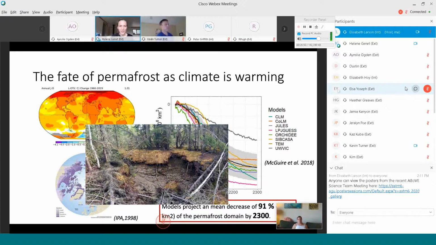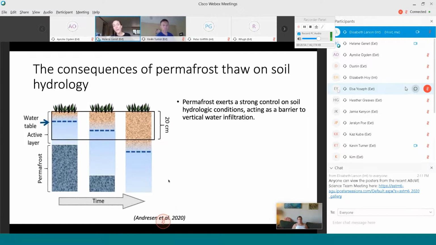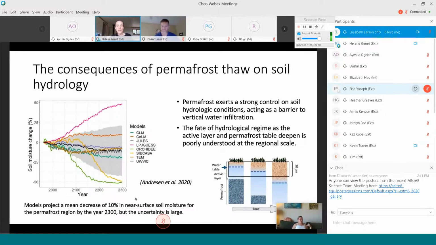Okay, soil moisture. As permafrost thaws vertically, it will very likely affect the hydrological regime, because permafrost exerts a strong control on soil hydrologic conditions, acting as a barrier to vertical water infiltration. This beautiful schematic is from a very hot paper just coming out of the press from Anderson et al. That is a model intercomparison, same as the one that I showed here, but focused on moisture. Here is a graph of the same models that I showed before in that permafrost time series, the same time period.